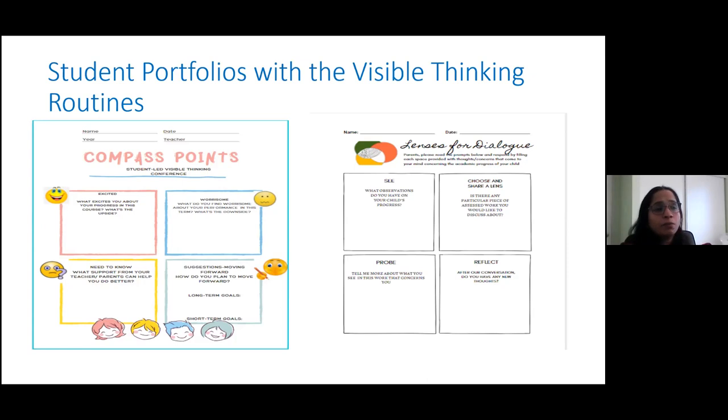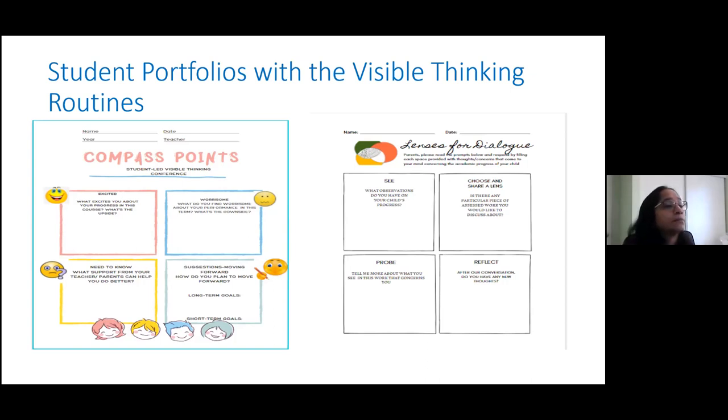Then when you come to a meeting with the parents, you have all the assessments that parents can also have access to. So you could talk to them using another visible thinking routine, lenses for dialogue. I could say to the parents, what observations do you have on your child's progress? So this is see, probe, choose and share a lens and reflect. What observations do you have on your child's progress? Is there any particular piece of assessed work you would like to discuss?